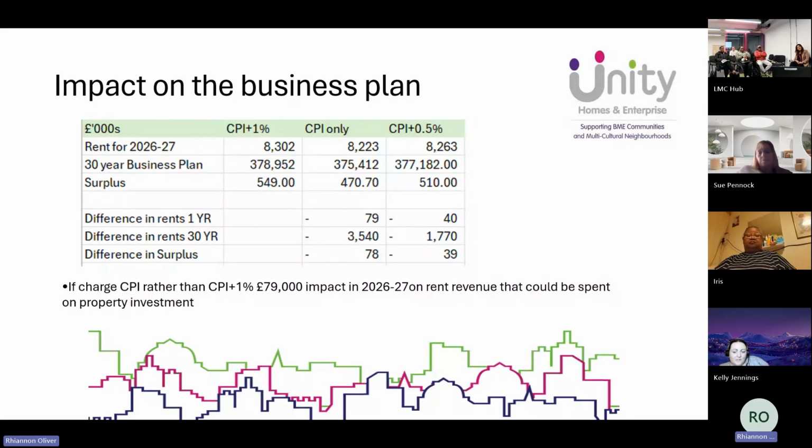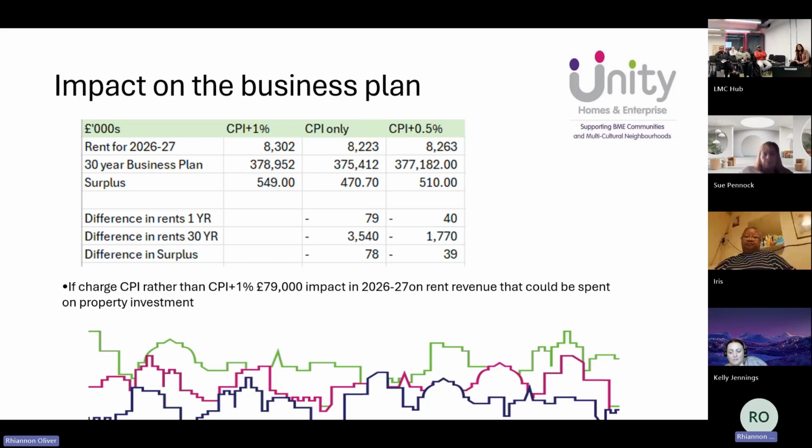So I'm going to blow your mind now with another big number. In a year, the difference on our business plan depends on which rent we take. If we charge CPI +1, we would get 8.3 million in rents for the year. That top figure is in thousands. If we have CPI only, we get 8.2. So the difference is £79,000 on that 1%.